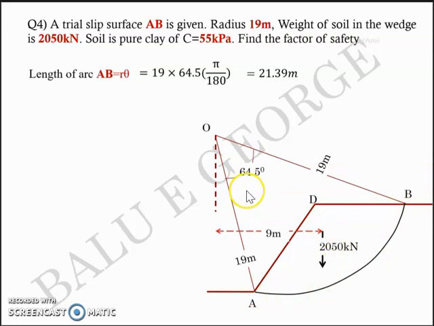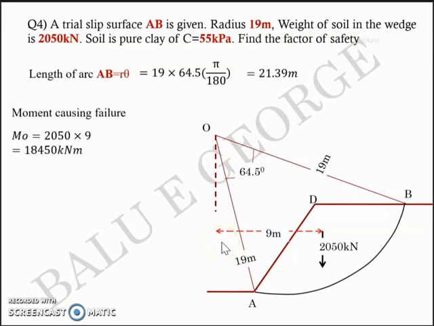Now we know that the factor of safety is the ratio of moment resisting failure to the moment causing failure. So the moment causing failure is the one that drives this slope downward and outward. So downward and outward is nothing but a clockwise moment with respect to the center O. So that's 2050 kilonewton force acting at the lever arm of 9 meter. That is the moment causing failure. Moment causing failure, MO, or moment overturning, equal to 2050 multiplied by 9, which is 18450 kilonewton meter.